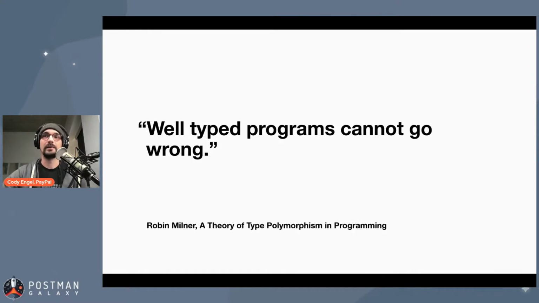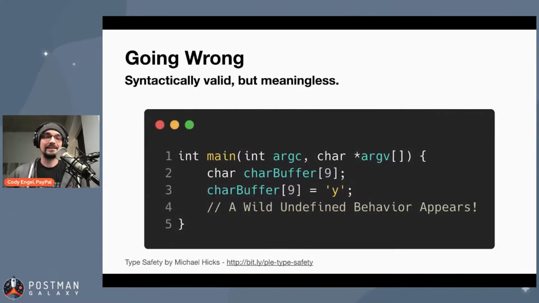So to break this down a little bit, let's first talk about what "go wrong" means. This is a C program. It is defining an array as a character buffer. It has a size of 9. And then on line 3, we are overwriting some place that we don't have control over, because the 9th element is not valid here. C allows you to do this, but C does not define what that behavior is. It could cause the application to crash. It could overwrite memory that is currently being used and cause the system to go unstable.